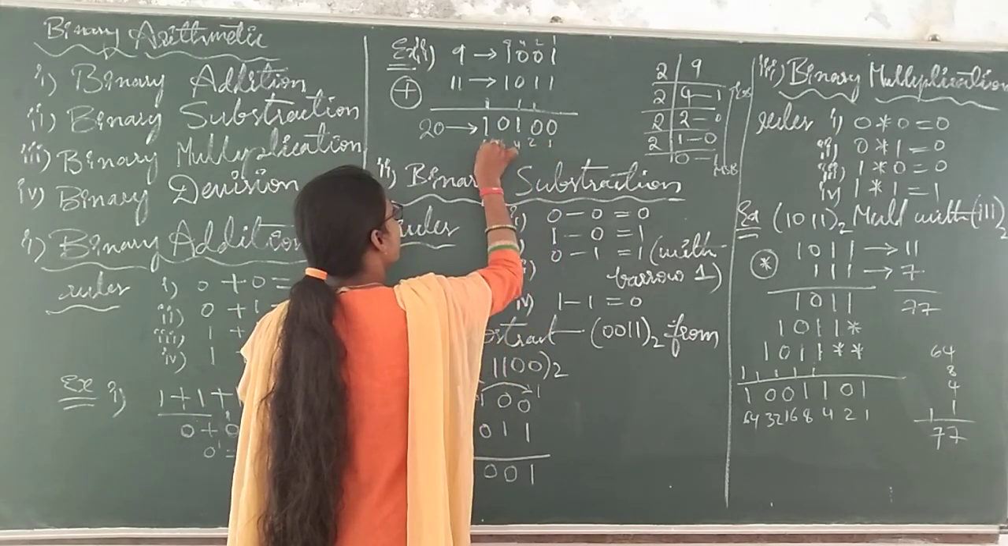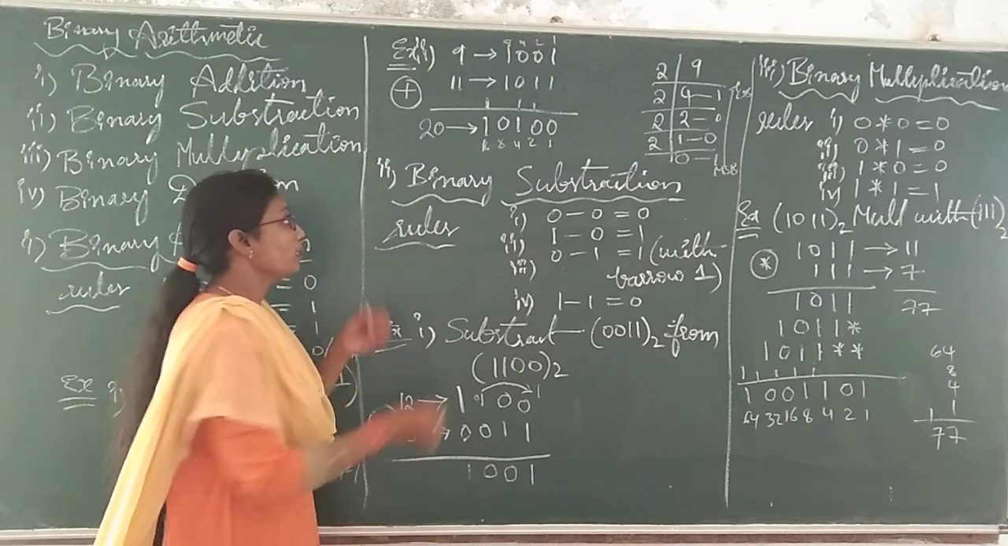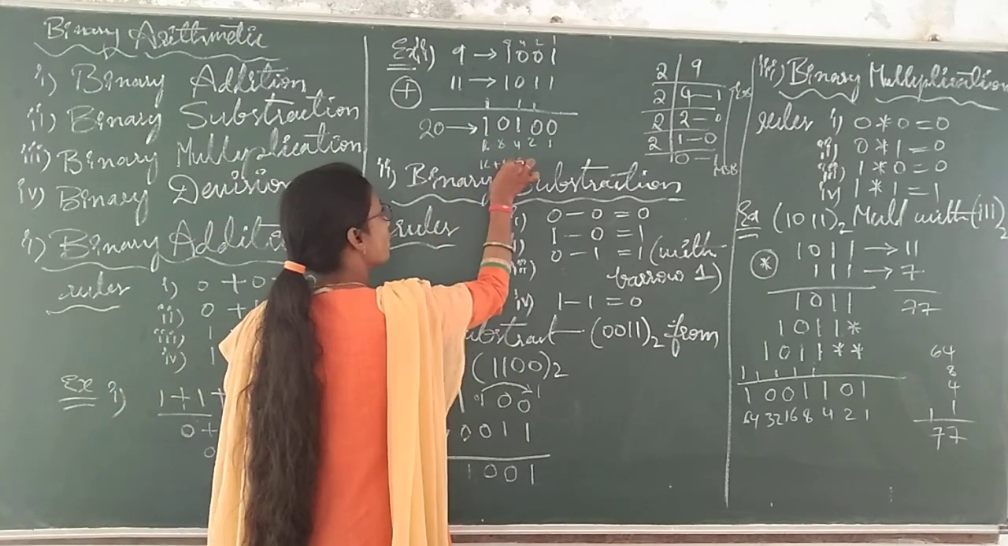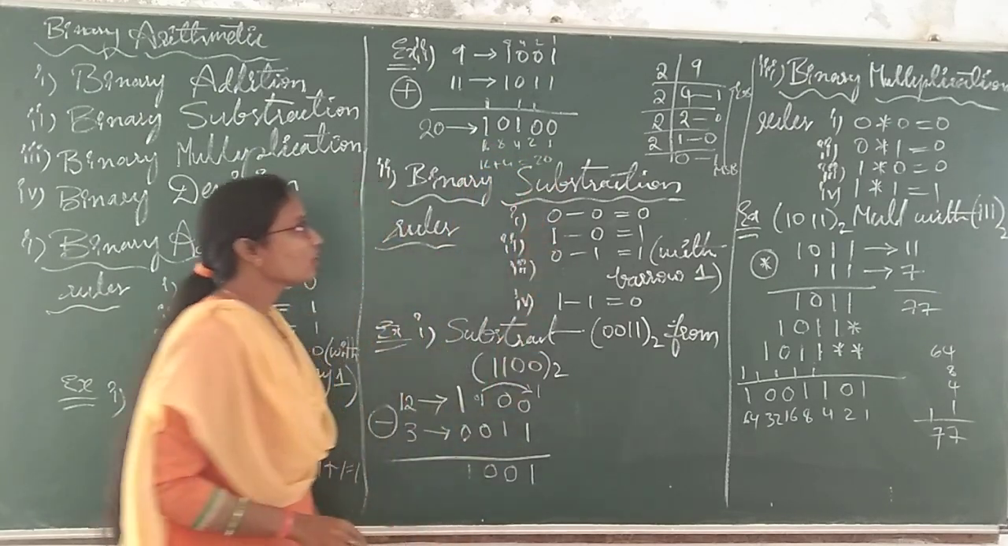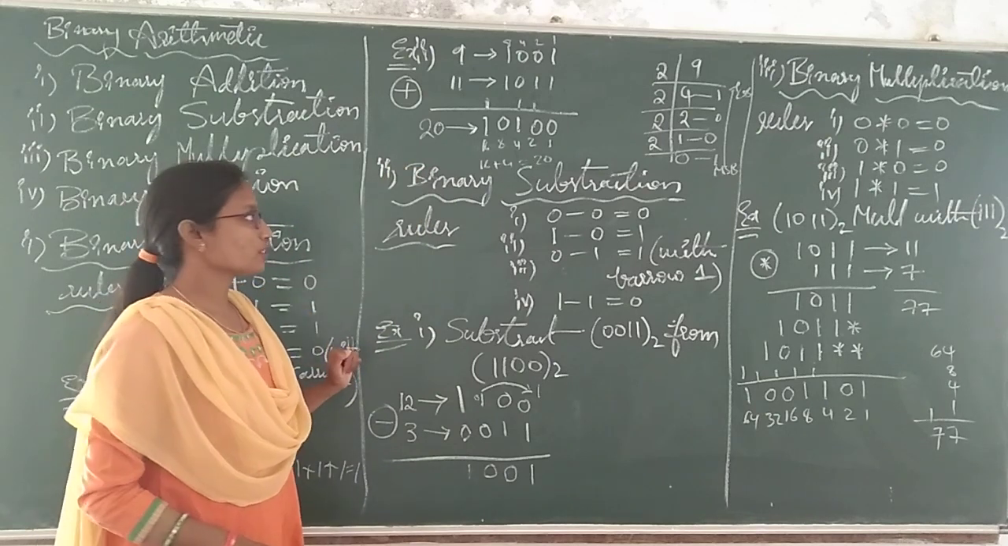1, 2, 4, 8, 16. And now 16 plus 4 is equal to 20. Now the binary value is correct.